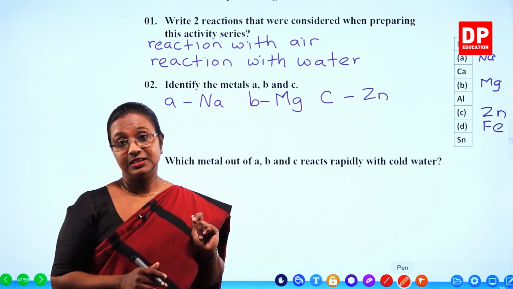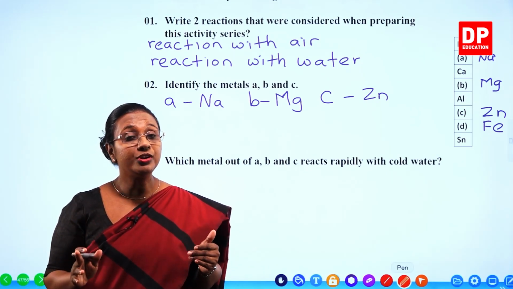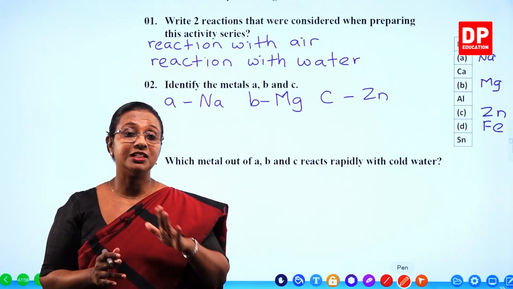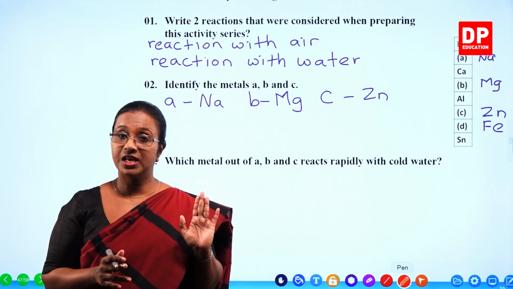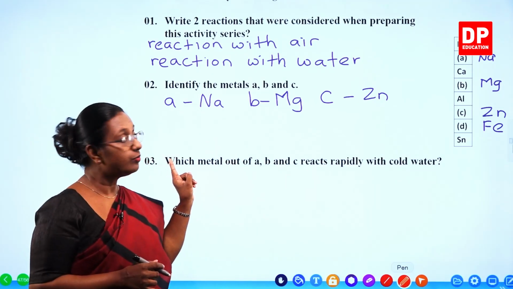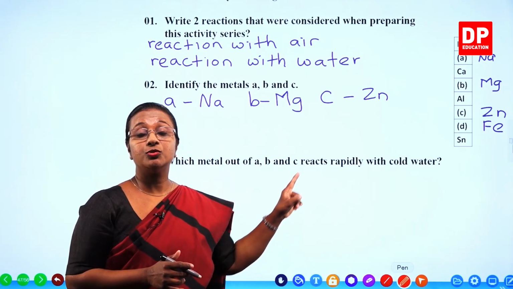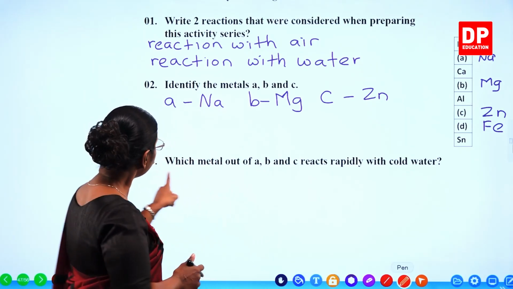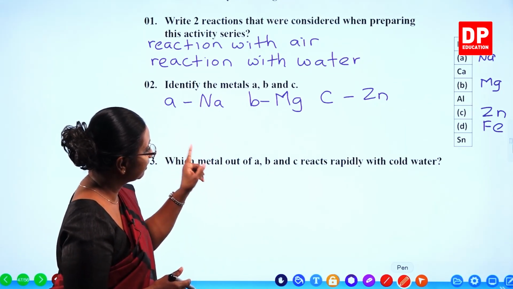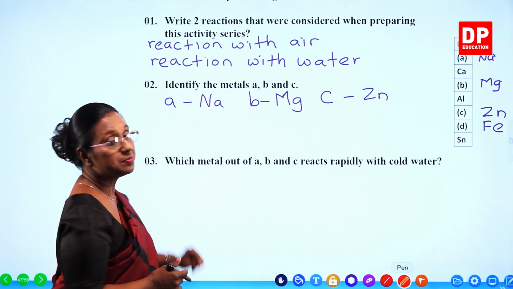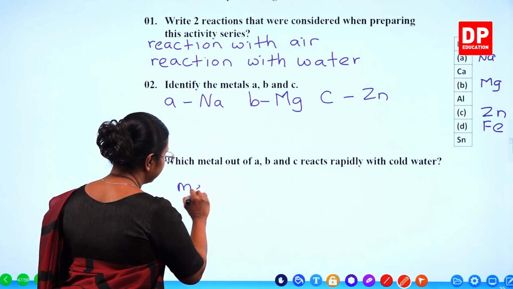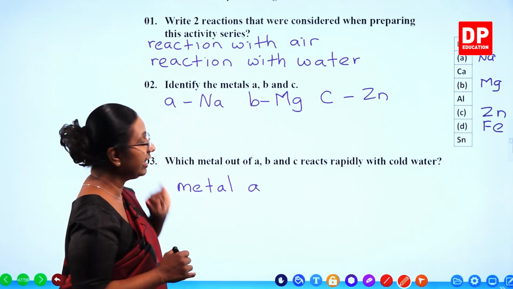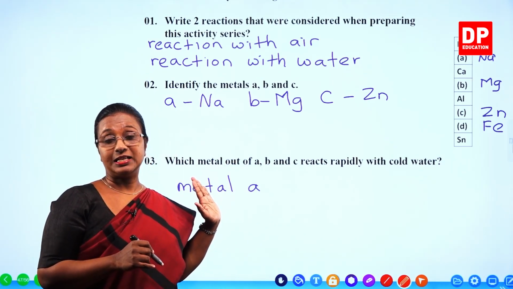Whereas zinc, iron, they don't react with cool water, they don't react with hot water, but they react with only steam, forming the oxide. So, sodium reacts fast with cool water. Magnesium doesn't react with cool water, reacts with hot water and steam. Zinc only reacts with steam. So, which metal out of A, B and C reacts rapidly with cold water? That is metal A. So, here we can either write it as metal A or we can write it as sodium because we have already identified it. I will leave it as metal A.